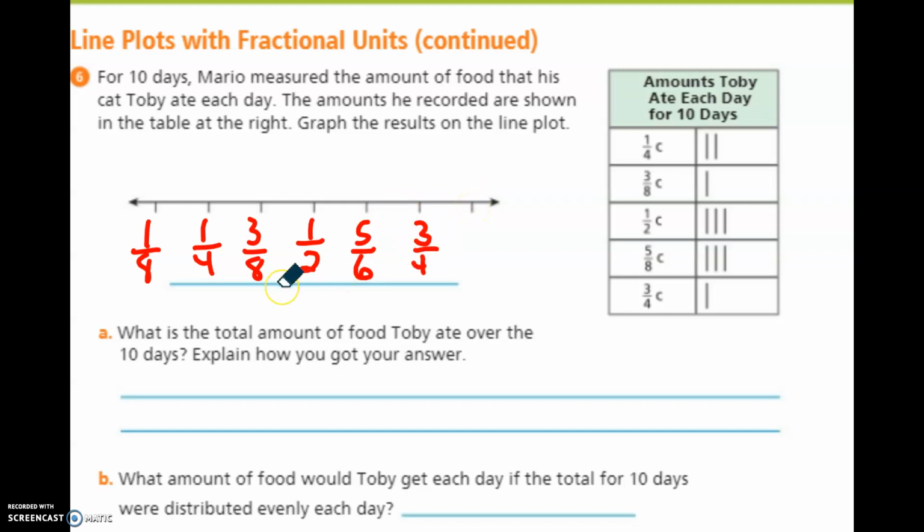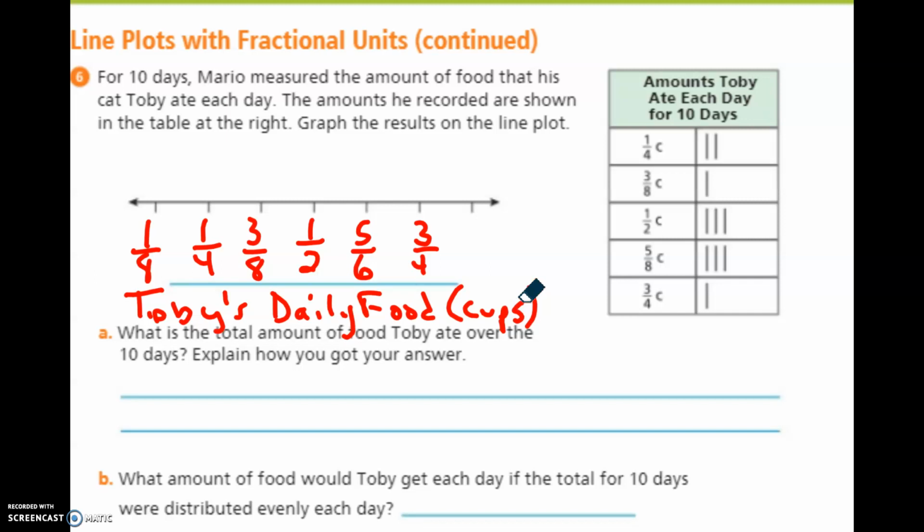I'm supposed to put the title of the line plot on that blue line, and I didn't have enough room, so I'm going to write it underneath there while I'm thinking about it. And I'm just going to call this Toby's Daily Food. If you wanted to, behind there, you could put what you're measuring it in. In this case, it's cups, just so that the person who's looking at it doesn't think that it's ounces or grams or some other unit.